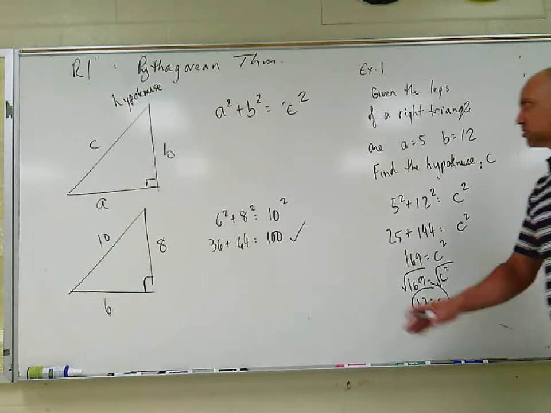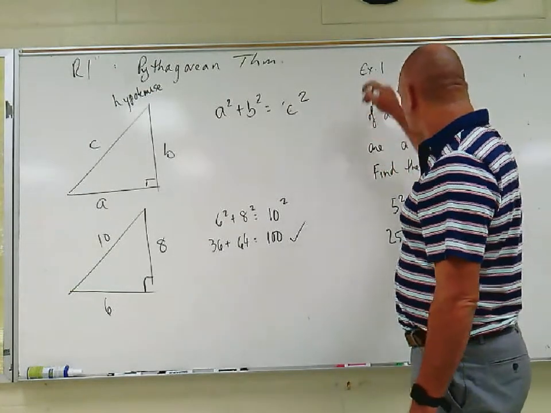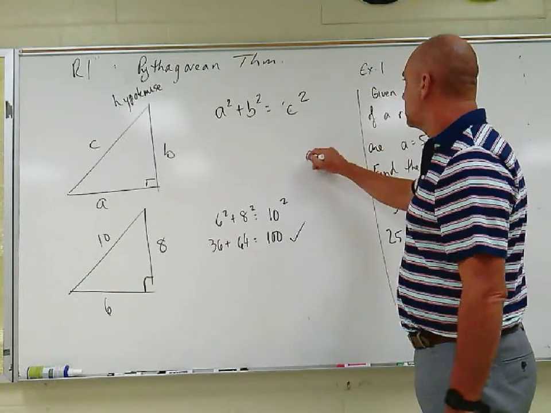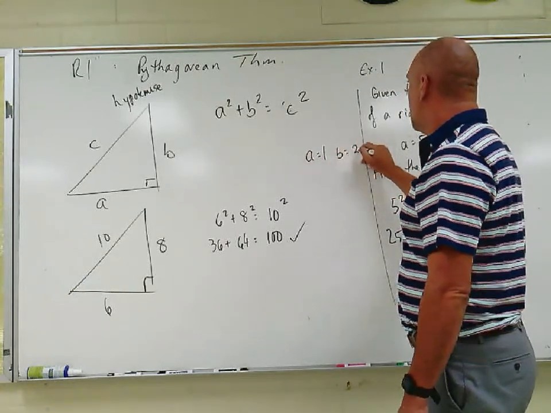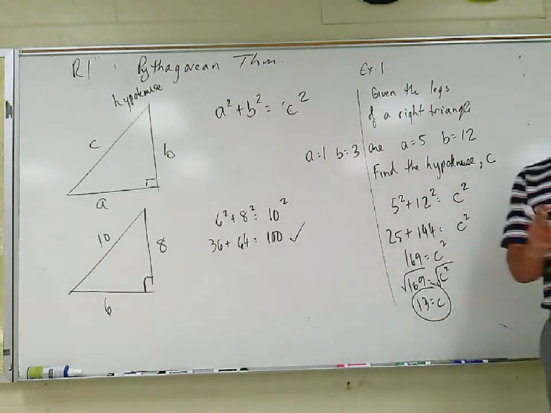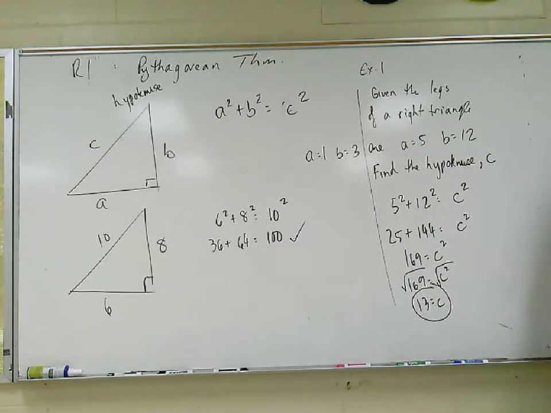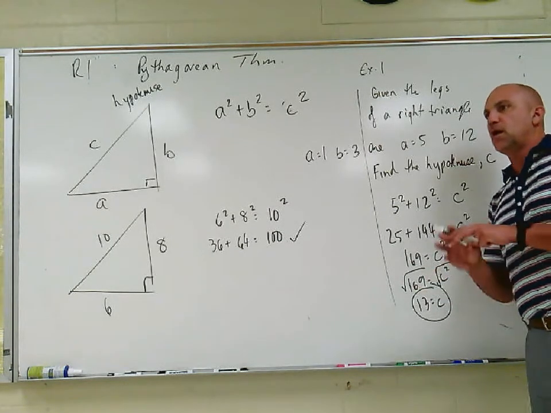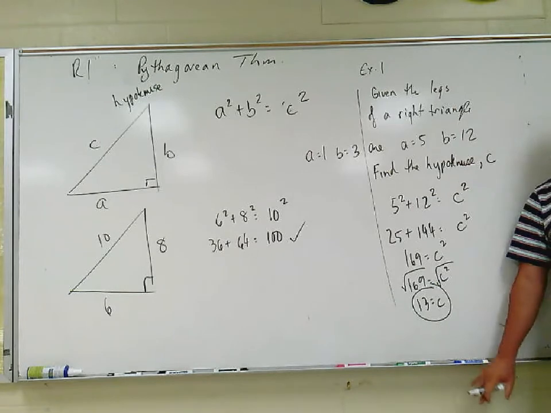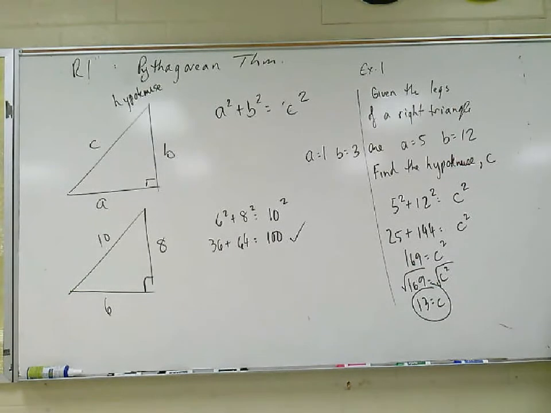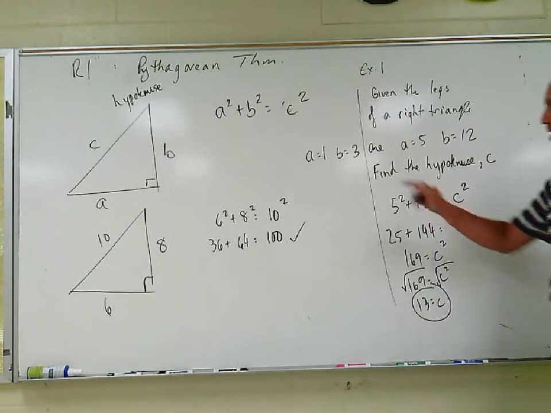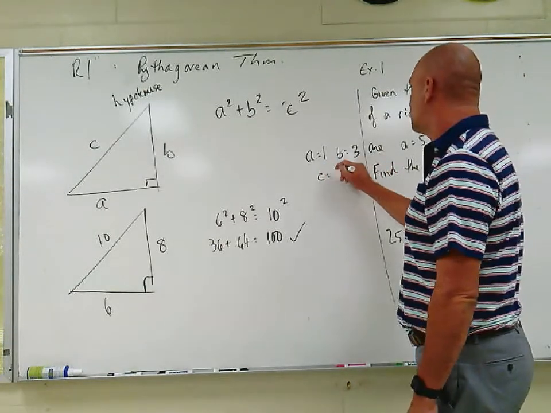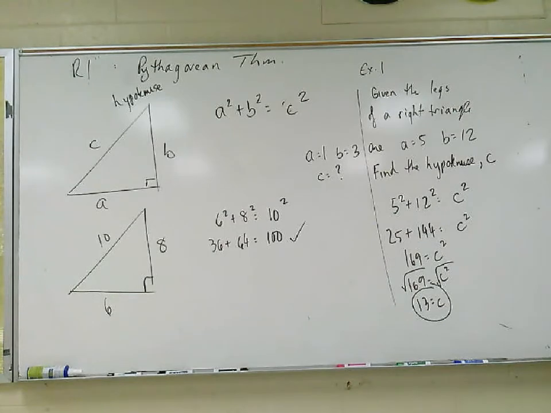So let's do one more example. I'll change the side lengths. Say A is 1, B is 3, and you're going to see that you won't get a clean answer. Just do this one real quick. See what your final answer is, and just leave it. If you have a square root that you can't get a whole number for, just leave it as a square root. Don't try to work it out. So try this one. A is 1, B is 3, find C.